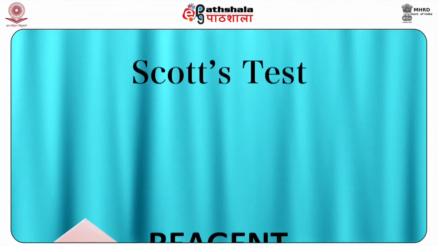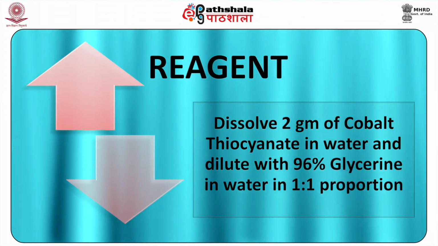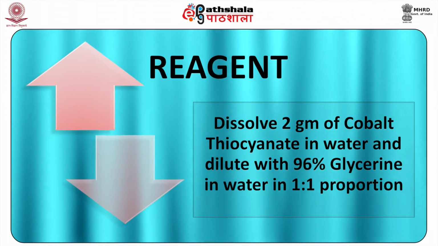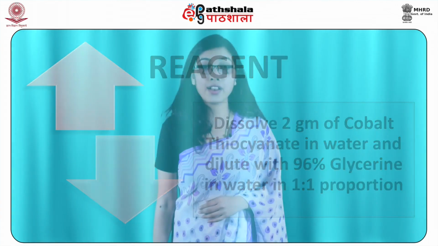Next is the Scott's test. For preparation of reagent, the reagent is prepared by dissolving 2 grams of cobalt thiocyanate in water and diluted with 96% glycerine in water in the ratio 1:1. The residue of the extract is taken in a test tube and the reagent is added. The mixture is shaken and a blue color develops at once, which indicates the presence of cocaine. Methaqualone also gives a positive reaction. If a blue color develops, 1 drop of concentrated hydrochloric acid is added. The blue color disappears and a clear pink color appears.